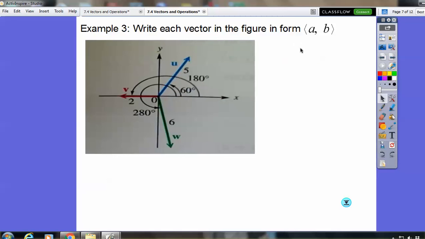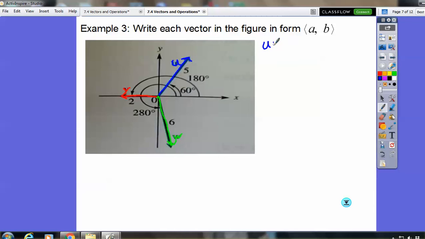I want each vector to be written in the form AB. How many vectors do I have in this picture? 3. I've got vector U here, I've got vector V, and then we've got our W. Okay, so for each of these, we need to find the A and B, the horizontal and vertical components.